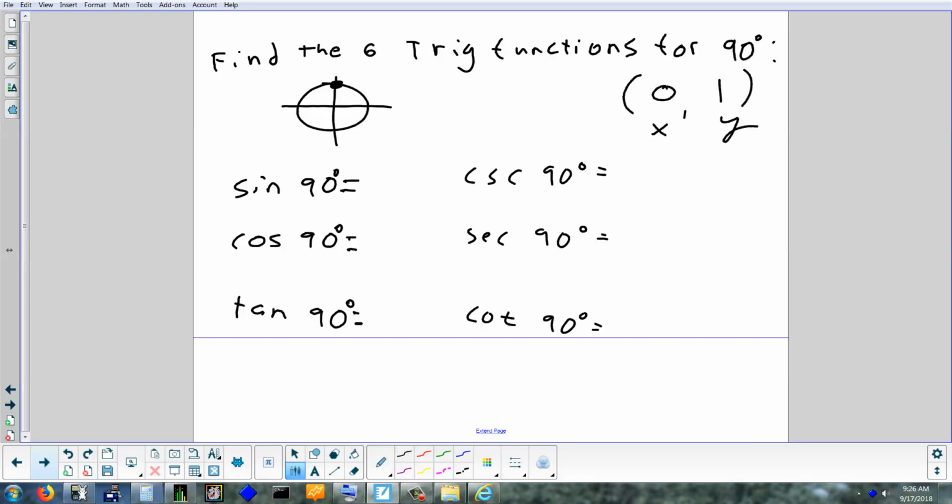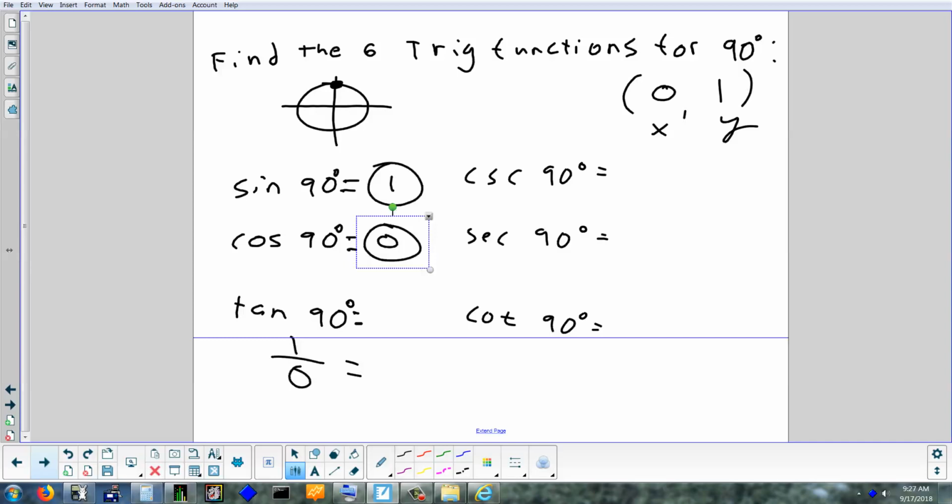Okay, so let's start with 90, or sine. What's the sine of 90 going to be? 1. It's the y value. So the sine of 90 is 1. How about the cosine of 90? 0. It's the x value. And now the tangent is the y value divided by the x value. Y divided by x.